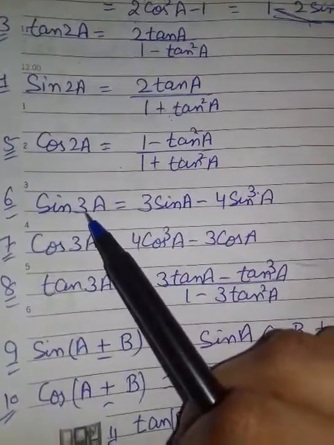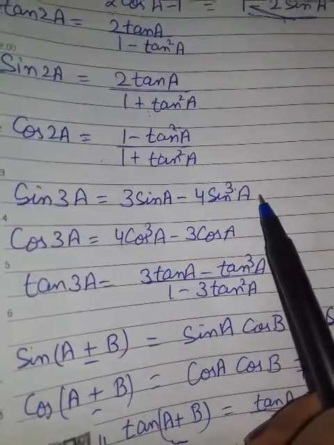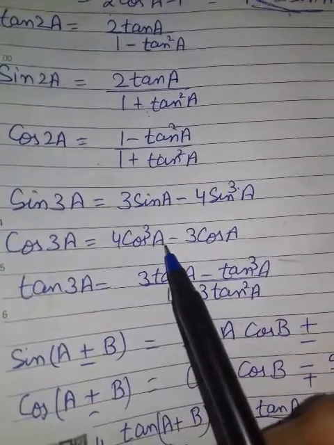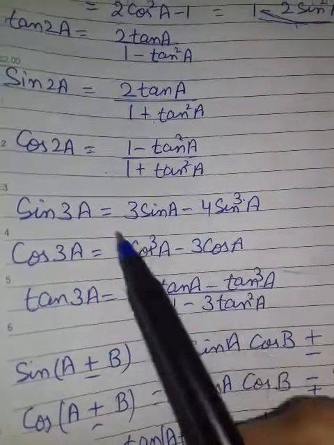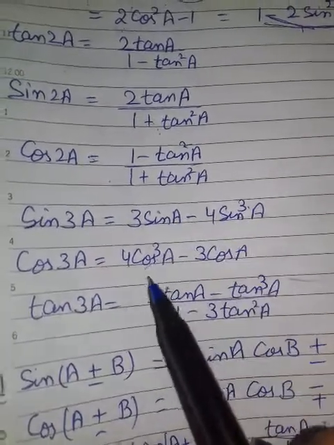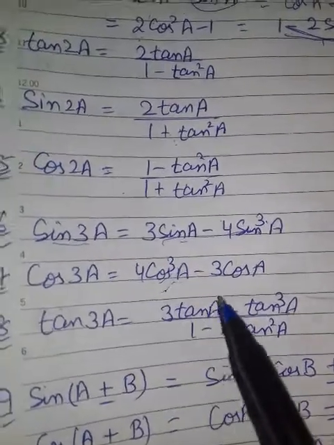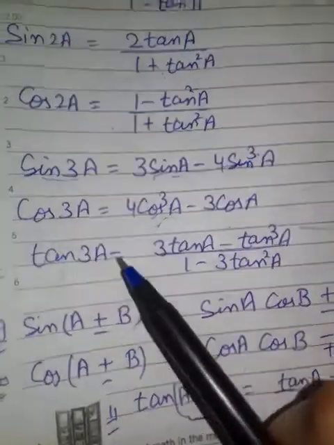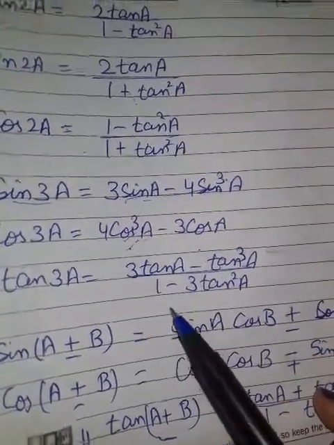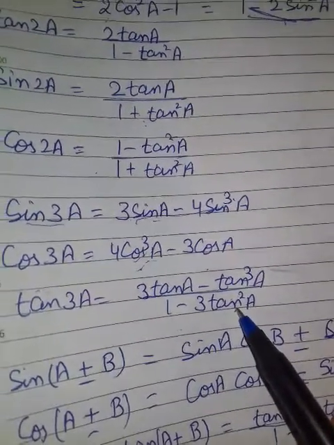Next is sine 3a is equal to 3 sine a minus 4 sine cube a. And for cos 3a, this will be 4 cos cube a minus 3 cos a. In sine you will keep firstly 3 sine a. In cos 3a, firstly you will write 4 cos cube a. See, in sine, sine will come. In cos, cos will come. Next is tan 3a. Tan 3a means 3 tan a minus tan cube a upon 1 minus 3 tan square a. Remember, these are very important formulas.